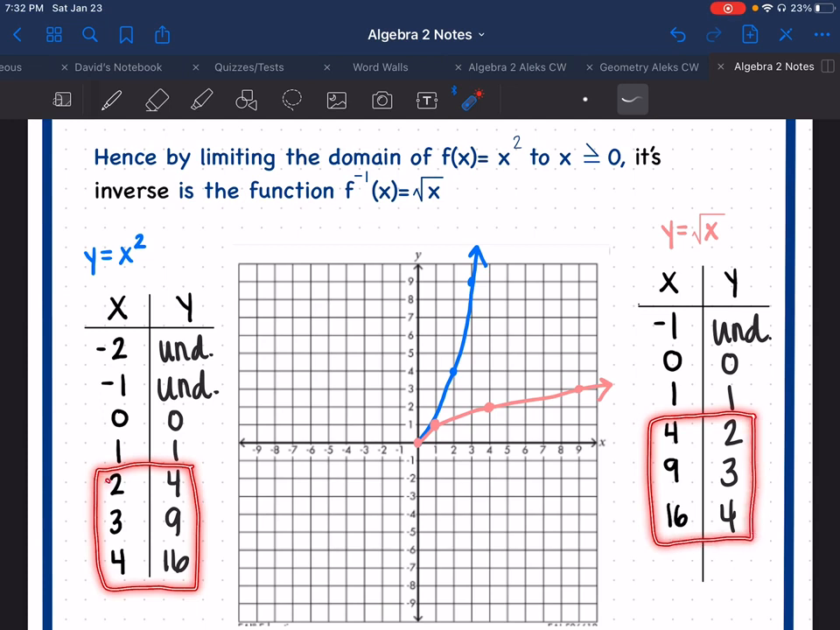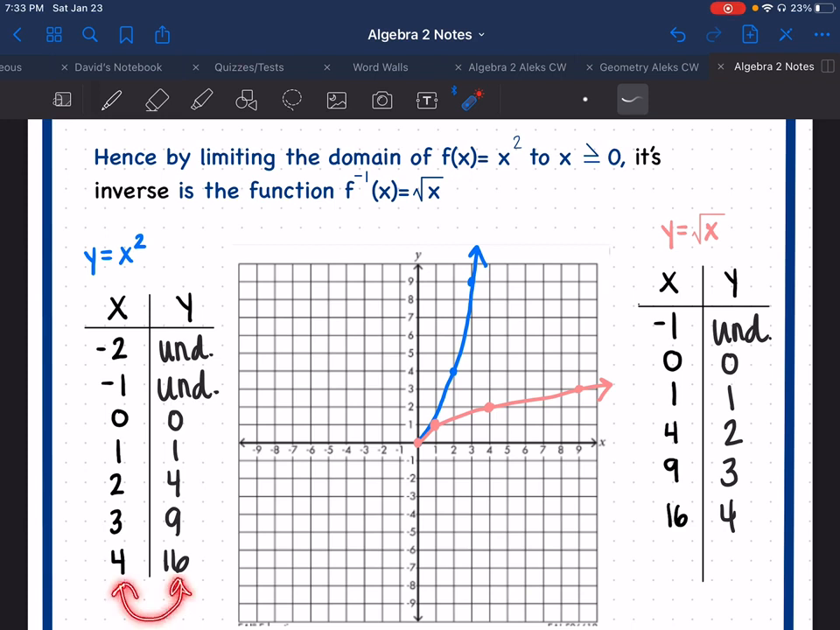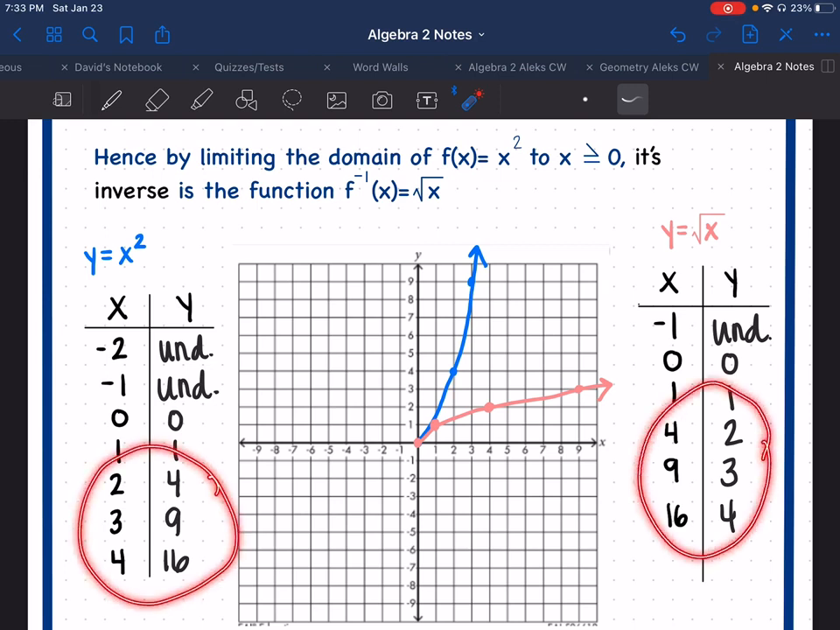Notice that I see 2, 4, and then I see 4, 2. Did you see what happened? 3, 9, 9, 3. And it happens at every point. 4, 16, 16, 4. What's happening and what is making them inverses of each other is that the x value and the y value are simply switched from one to the other. That is what is making them inverses. So what is happening right here and right here, that's what's making them inverses.